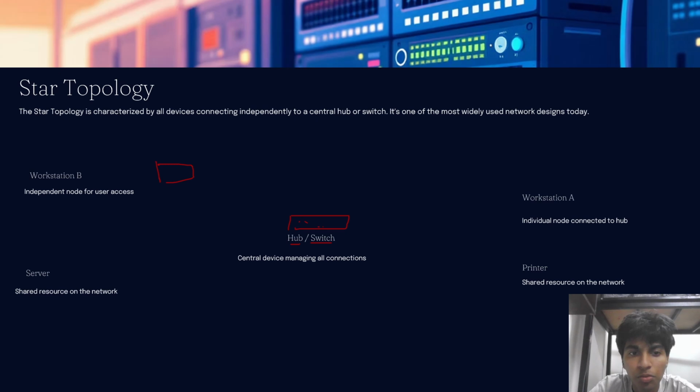Let's say there's one computer here and another computer here, and a printer, which is a device which should be accessible to all of them, and another server, which should be a shared resource through this whole thing. So all of these have their own individual private connection to the hub or the switch through a cable. And this makes sure that each and every one is not dependent on any other, unlike the previous ring topology, where if let's say a certain device fails, the whole circuit fails.